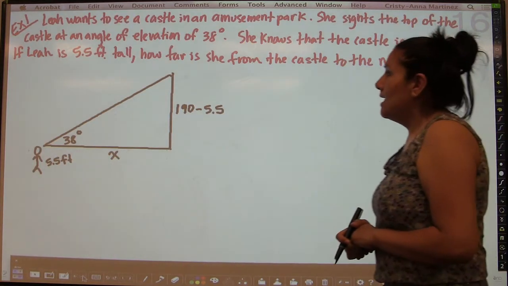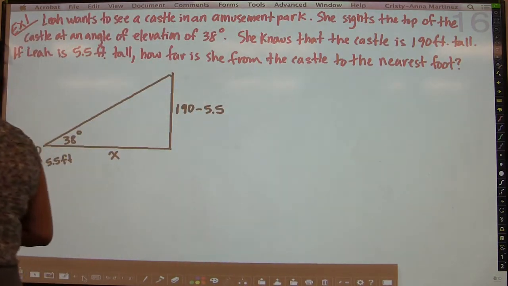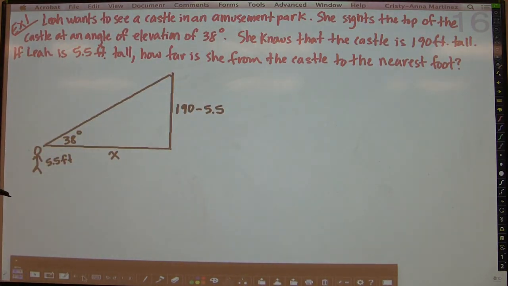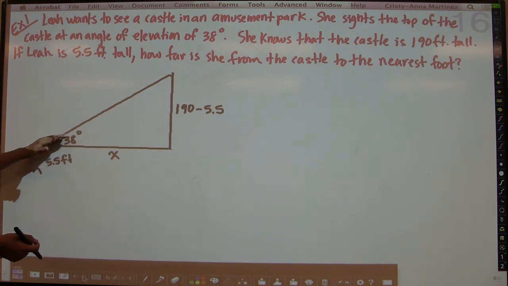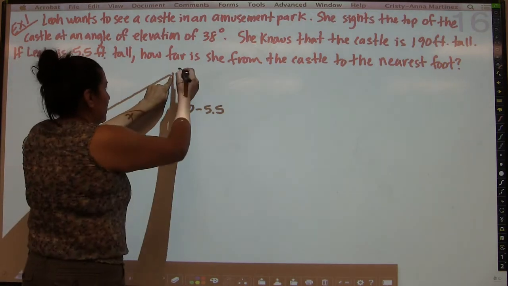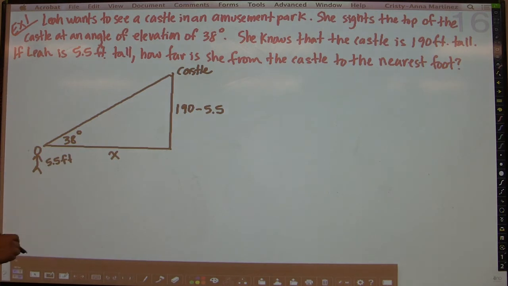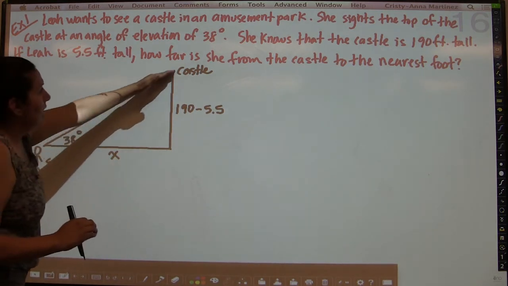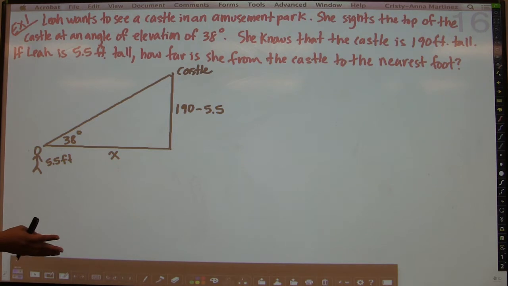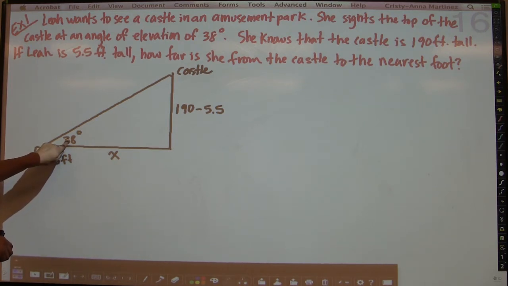So in example 1, I've already drawn a diagram, but we want to focus on the actual question, and then you can see why I drew the diagram the way that I did. It says Leah wants to see a castle in an amusement park. She sights the top of the castle at an angle of elevation of 38 degrees. So here's Leah, she's standing right here, she's got her horizontal and her line of sight, and so basically the castle is up here, the top of the castle anyway, and so her line of sight is right here, and it makes an angle of elevation of 38 degrees. So that would make this angle 38 degrees.